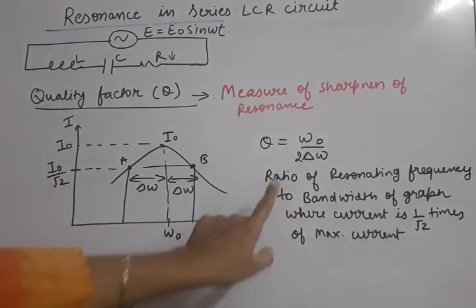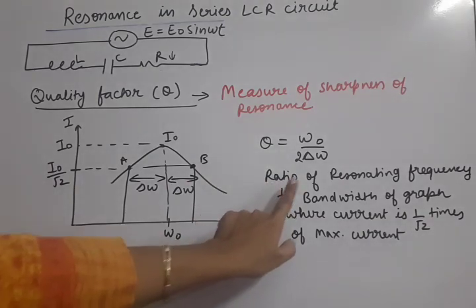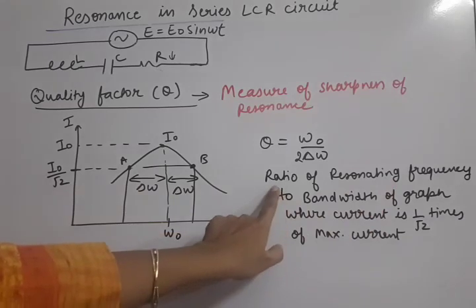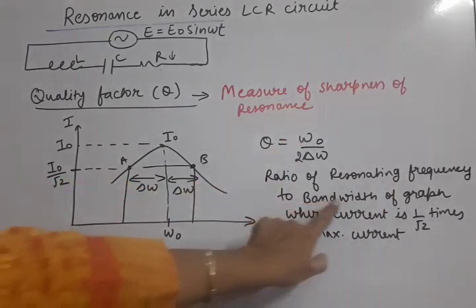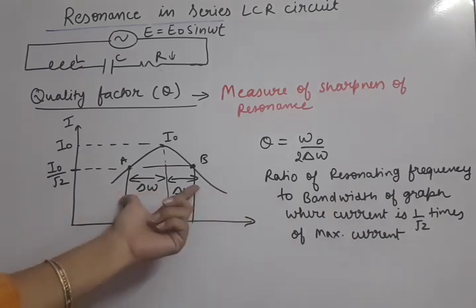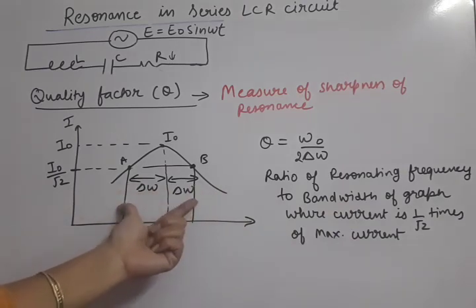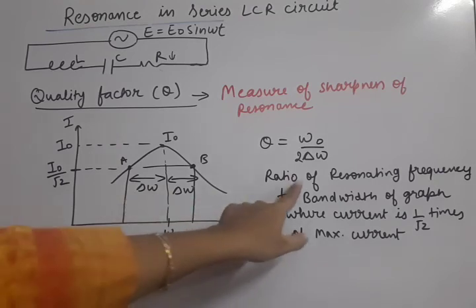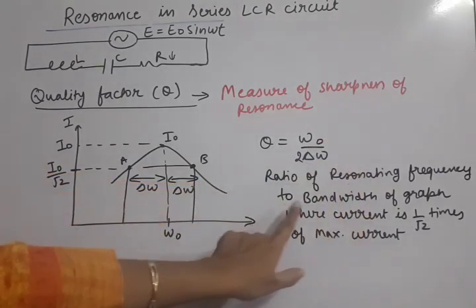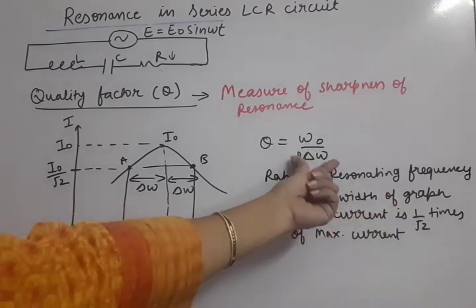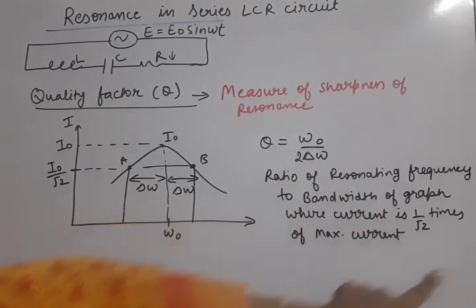Now how do we read it? What is the proper definition of quality factor? It is the ratio of resonating frequency, that means this, to the bandwidth. This we call bandwidth. Delta omega plus delta omega is 2 delta omega, the bandwidth. So the ratio of resonating frequency omega 0 to the bandwidth of the graph, where the current is 1 by root 2 times the maximum current. So you can see, 1 by root 2 times the maximum current. This is the definition of quality factor.